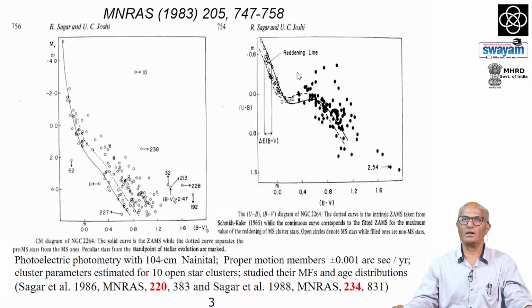And this reddening line in this diagram, the U minus B versus B minus V color-color diagram, has a slope of 0.72 and this slope is reflected here. As you can see, the x axis tells us the color excess E(B minus V), which is a measure of interstellar reddening in color B minus V, while the projection on the y axis tells us the color excess E(U minus B), which is the effect of reddening in the color U minus B.